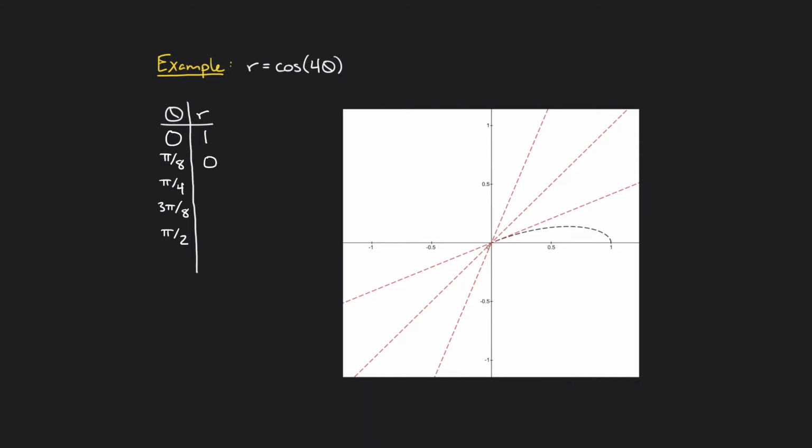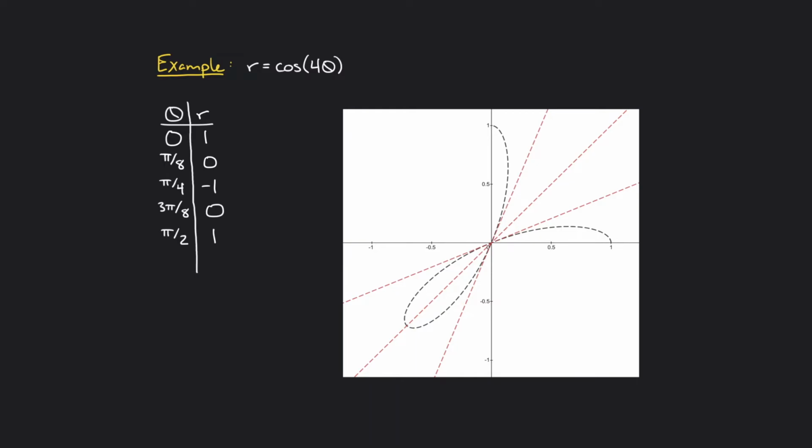Next, when theta equals pi over 4, we get r equals minus 1. Since r is negative, this sends us into the third quadrant, and we get a segment that looks something like this. When theta equals 3 pi over 8, we have r equals 0, and so we return back to the origin. And then, when theta equals pi over 2, r equals 1, and so we finish up right here.